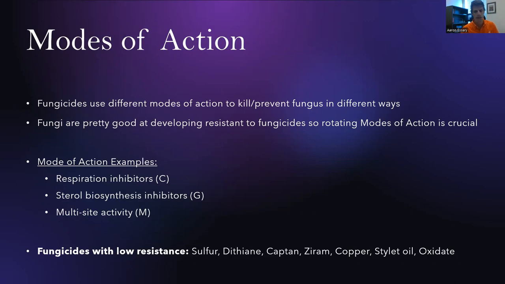All fungicides have their mode of action on the label. So just read the label, see the mode of action, note it, spray it, and then two, three, four weeks later, change the mode of action, change the fungicide, and it will help kill resistance, you see. Some examples of modes of action: there's respiratory inhibitors, there's sterol biosynthesis inhibitors, and then there's multi-site activity, and these are just ways that the fungicide works to inhibit or kill the fungus.